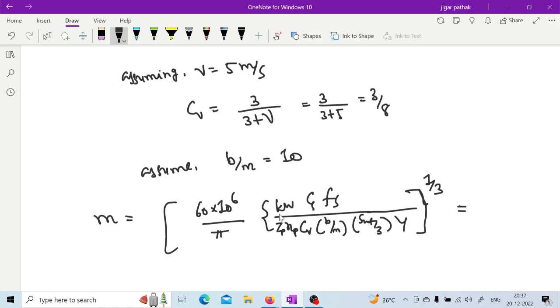You have everything, right? The power is 10 kilowatt, the CS is 1.5, the factor of safety is also 1.5, the number of teeth on pinion is 18, the speed in RPM is 1440, the CV is 3 by (3 plus V), P by M we have assumed 10, SUT also you have, 600, and the Lewis form factor we have from the data book, 0.308. So this will give you the module. So what are you getting as module?